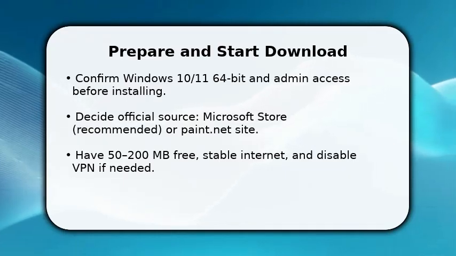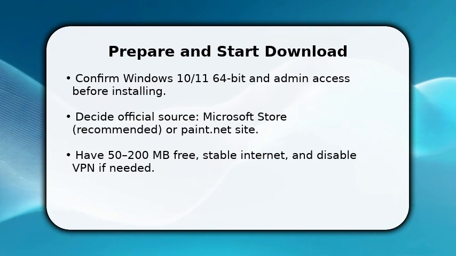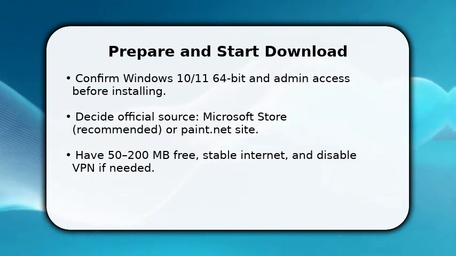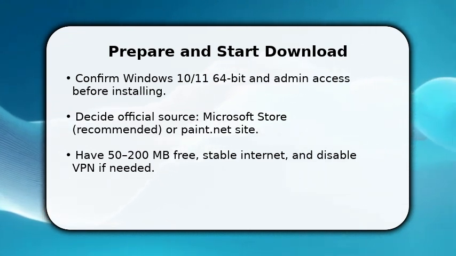You'll begin by verifying essentials. Make sure Windows 10 or 11 and an admin account are ready because installation needs permissions. Once done, decide where to get Paint.NET. Microsoft Store is easiest for automatic updates. The official site gives installer control.